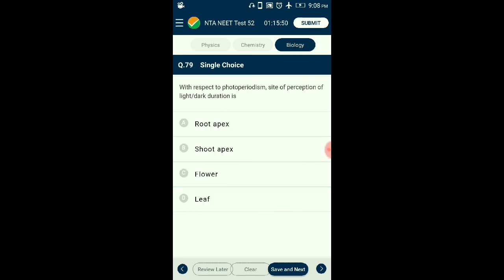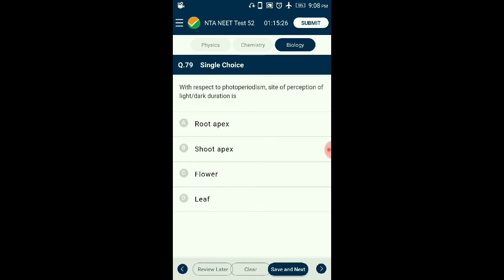Question number 79. With respect to photoperiodism, the site of perception of light or dark duration is? The response of plants to periods of day and night is termed photoperiodism. The shoot apex cannot perceive the photoperiods. Leaves are the site of perception of light and dark.